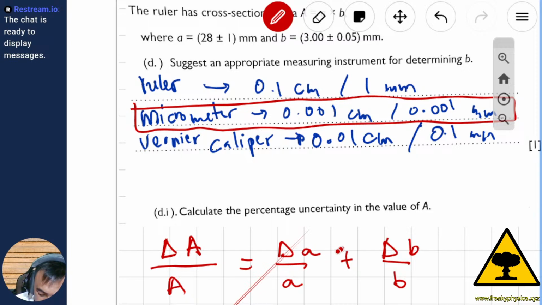Okay, what's our small a? That's going to be 1 over 28 plus 0.05 over 3. Just put those numbers together, and that's your answer.